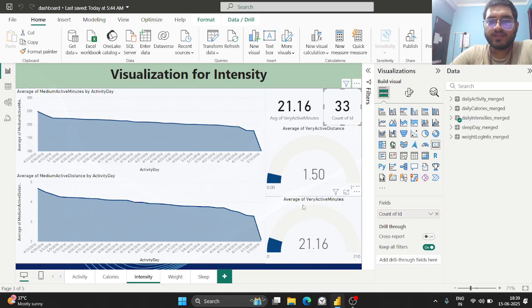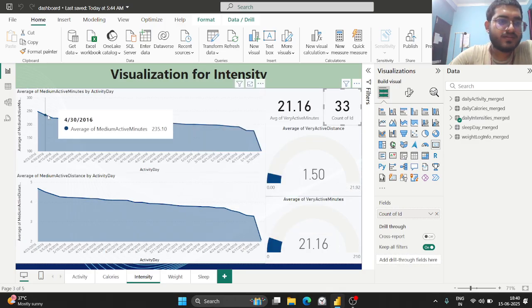If you look for the variation of average for very active minutes, sorry, last one not distance, so it will be in kilometer. This is minutes. The minimum was 0, the maximum was 210 minutes, and the average was 21 minutes. 210 minutes means it's a very intense workout for the person. It will be more than 3 hours.